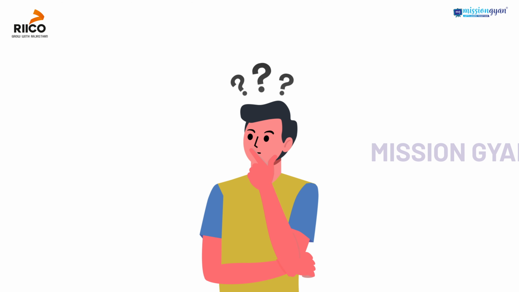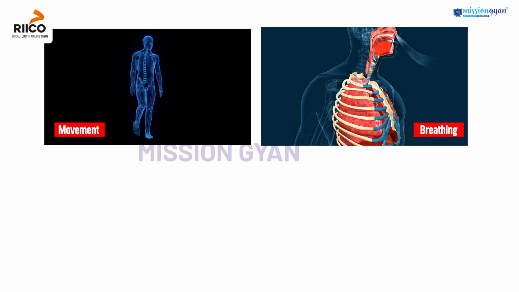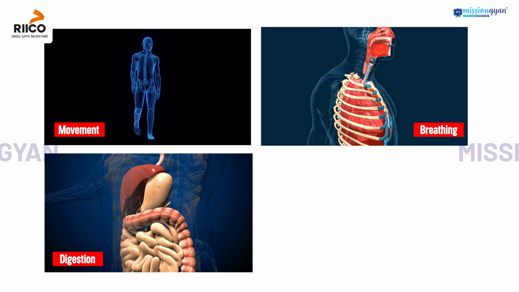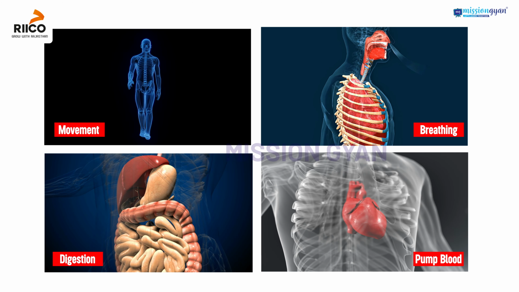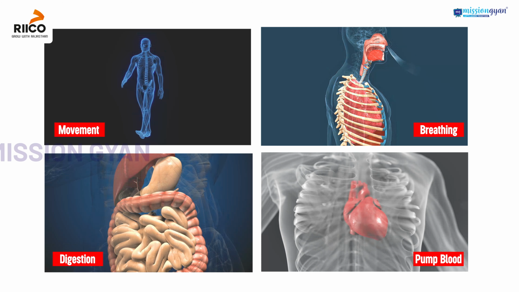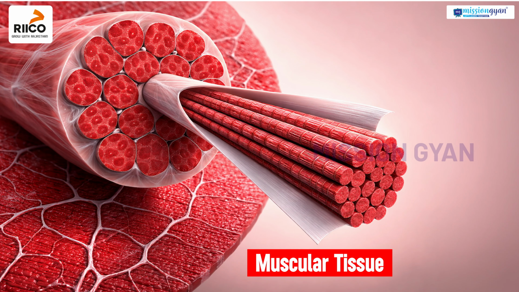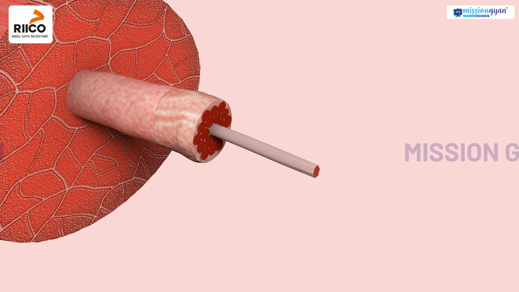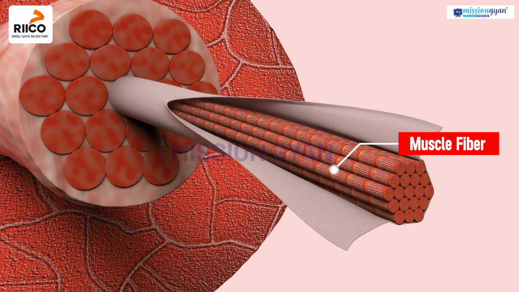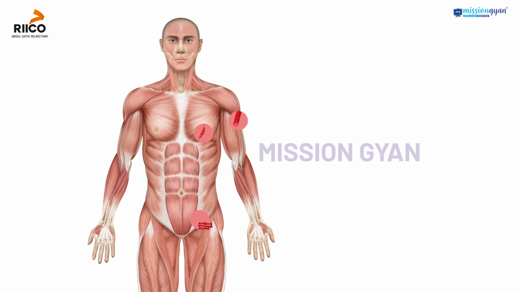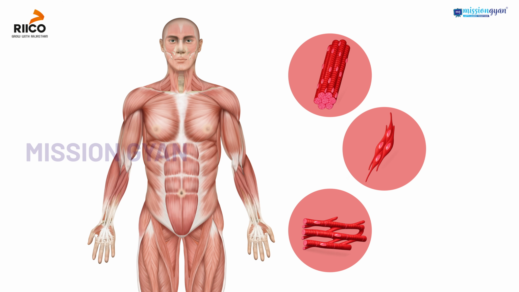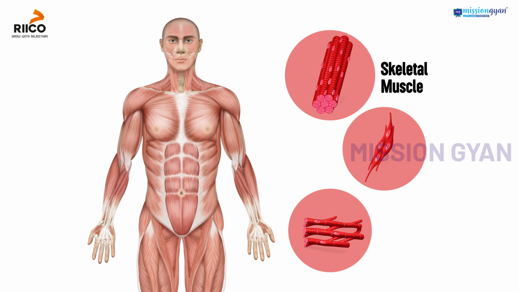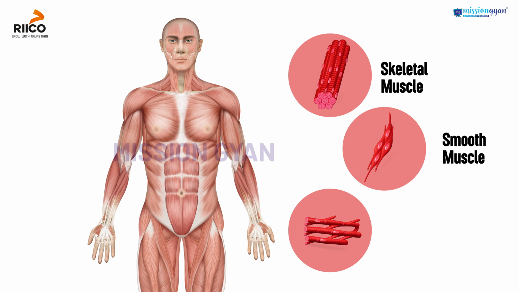Have you ever wondered how we are able to move, breathe, digest food, and even pump blood continuously? All these actions are possible because of muscular tissue. Muscular tissue is made up of elongated cells called muscle fibers that help in the movement of our body. There are three types of muscular tissue in the human body: skeletal muscles, smooth muscles, and cardiac muscles.